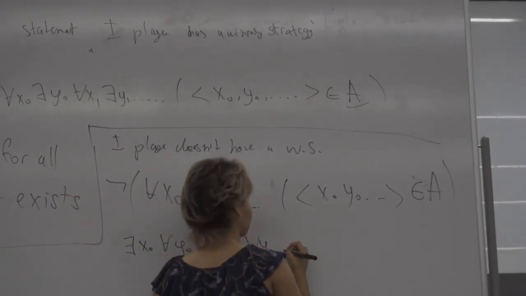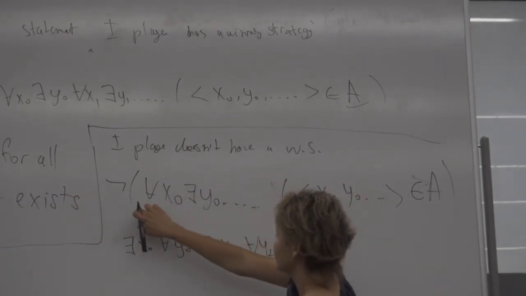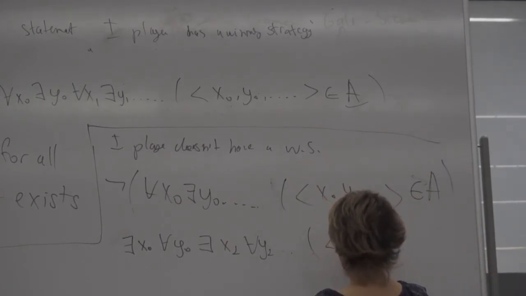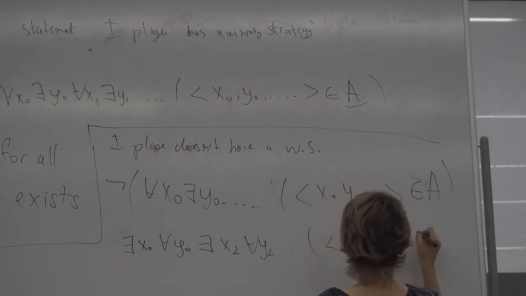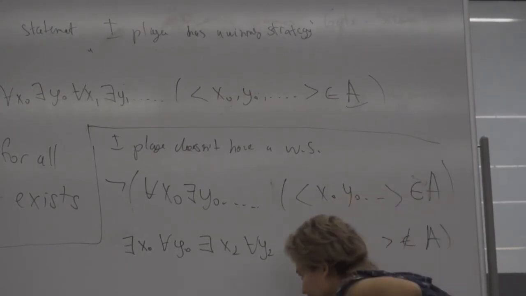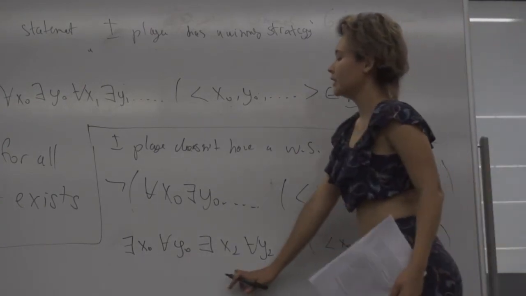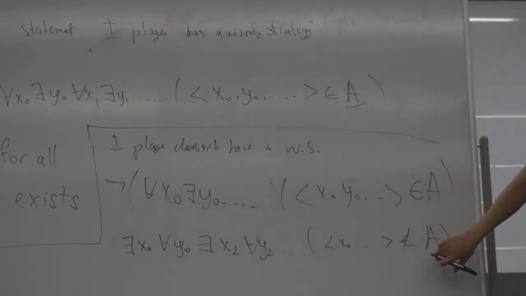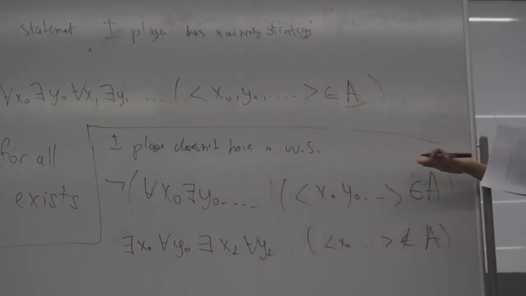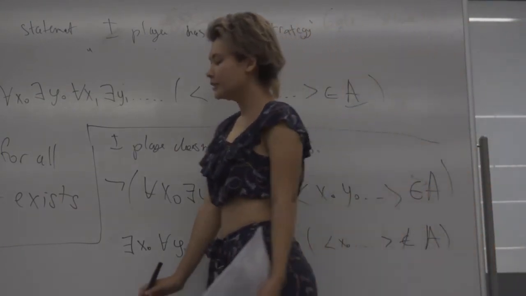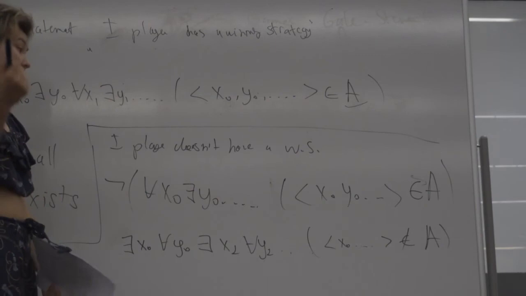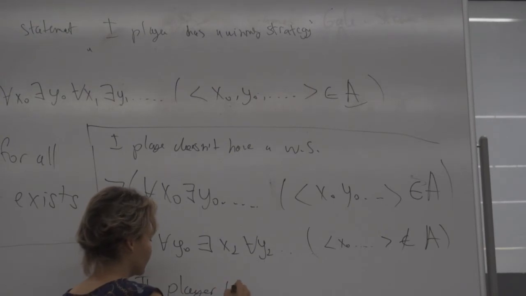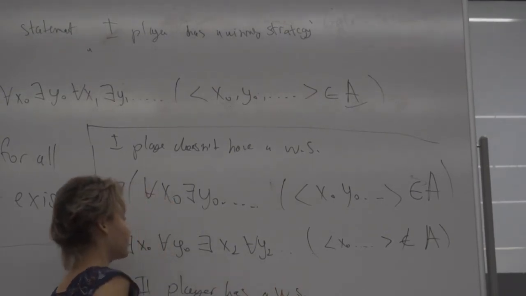And the negation would reach the statement, and we would have x0, y0, and so on, doesn't lie in the winning set. So basically it tells us there would be such a specific sequence in the game that wouldn't lie in the winning set. And this means that this specific sequence is a winning strategy for the second player. So the second player has a winning strategy.